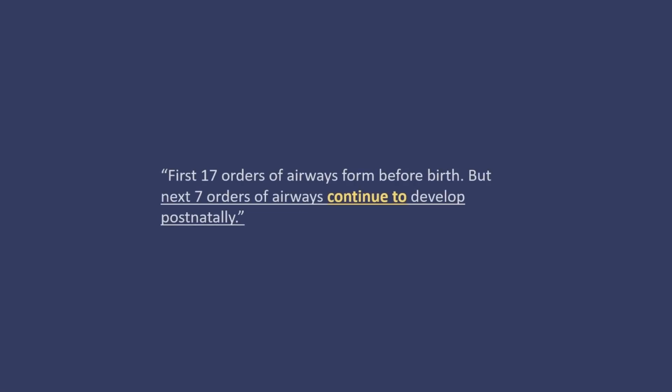What actually happens, the closest statement that I can come up with, is that the first 17 orders of airways form before birth, but the next 7 orders of airways continue to develop postnatally. It doesn't mean that this process never starts before birth. It starts before birth. There are 50 million alveoli present at birth, but they continue to develop postnatally. So postnatally, more and more alveoli continue to form.